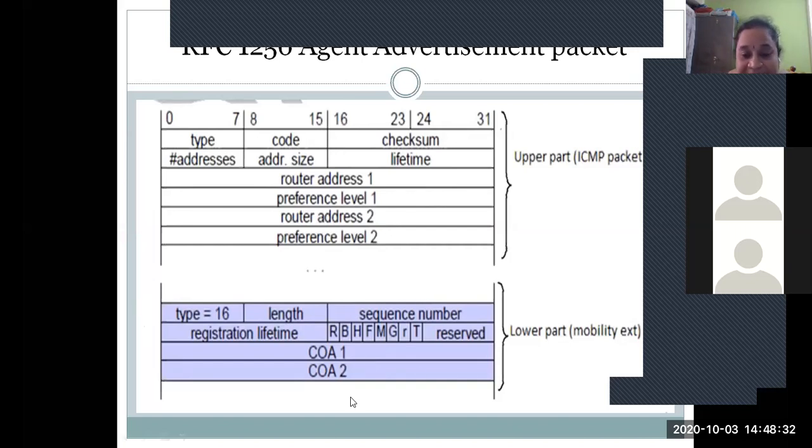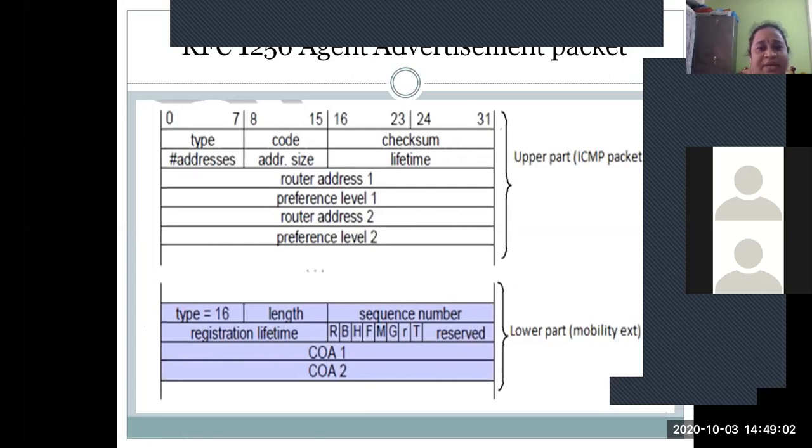Next, coming to the lower part, where our mobile IP is especially used here, type is given as 16, length field is there, sequence number is there, registration lifetime is there, and other flags or bits, whatever we say, single bits, R, B, H, F, M, G, R, T, and next is the reserved field, COA1 and COA2. So these are all the parts which belong especially to our mobile IP, right?